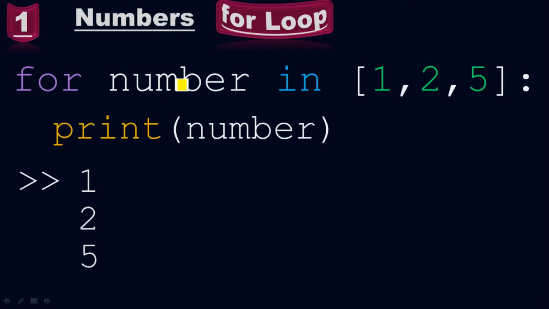If you put A here, then A shows the individual numbers. 1 is the A, 2 will be the A, 5 will be the A. It is just a simple name.